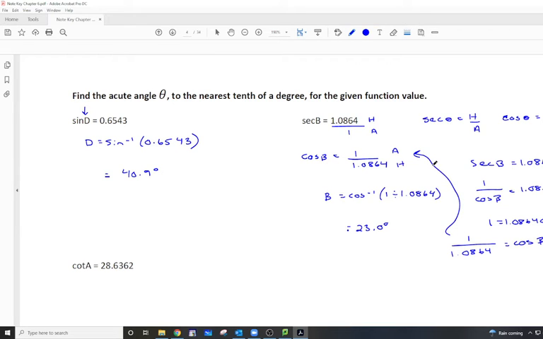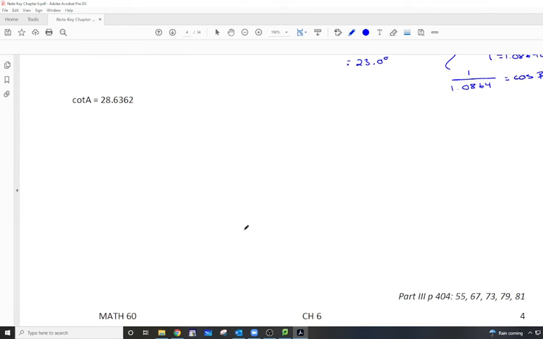So up to you if the algebraic way, of substituting in the reciprocal makes more sense to you, feel free to do it. Or if you can see that secant is hypotenuse over adjacent, so if I want cos, I just take the reciprocal. Totally up to you. So what I want you to do now is solve this one. So cotan A equals 28.6362. Pause the video.